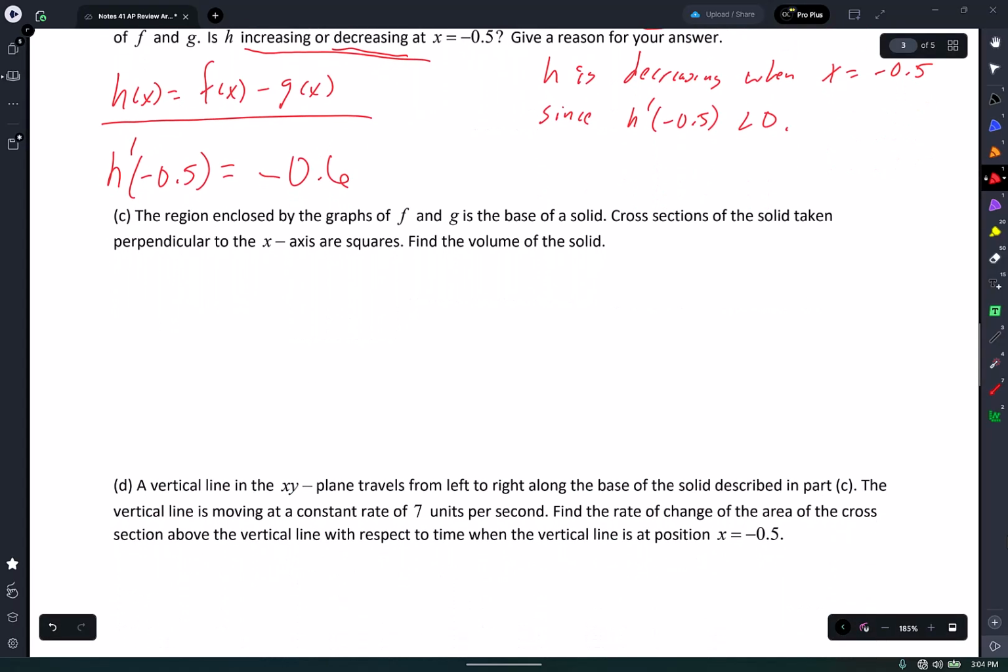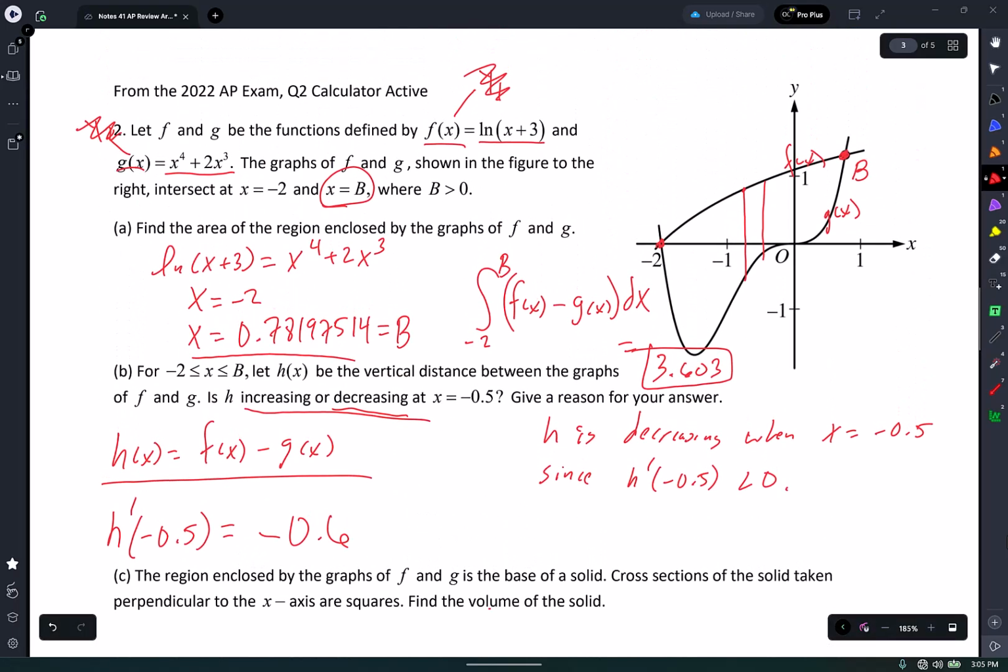Ready for letter C? The region enclosed by the graphs F and G is the base of a solid. Cross sections of the solid taken perpendicular to the x-axis are squares. Find the volume of this solid. I love it. Here's my cross section, and let's see if I can make it three-dimensional. There's my square coming out of that board. I tried to make it as three-dimensional as I could. I got a D in art. It's the best I can do. All those cross sections, that's just one. I need to add them all up.